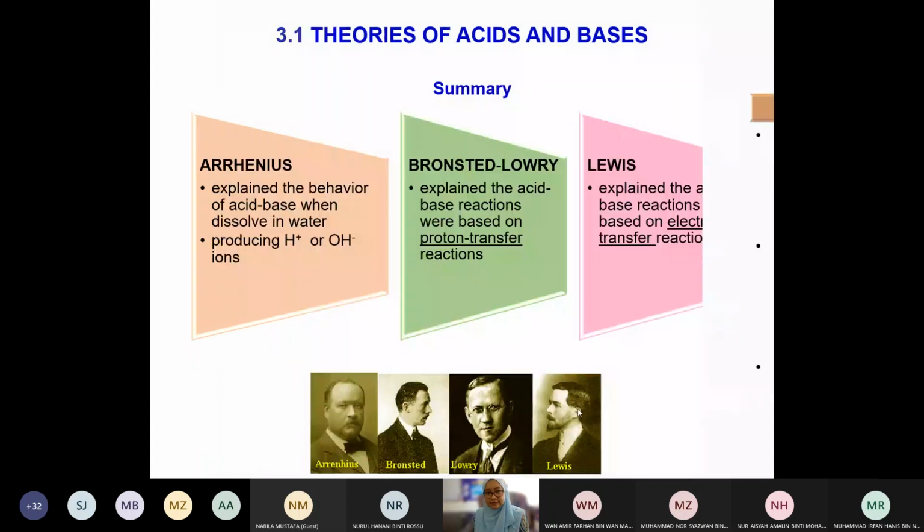Okay, done. And summary. So make sure that you know how to differentiate between these three. Arrhenius must show behavior in water. They produce H plus or OH minus. Bronsted-Lowry is in terms of proton transfer. Lewis is in terms of electron transfer. See? This is what I said. They are a group. This is Arrhenius. This is Bronsted. This is Lowry. This is Lewis. Our Uncle Lewis.